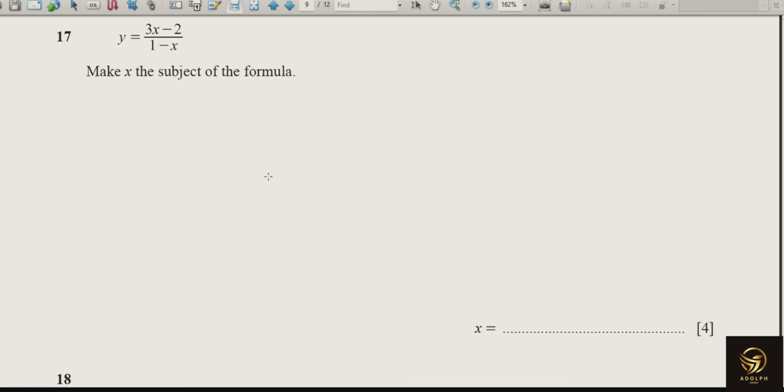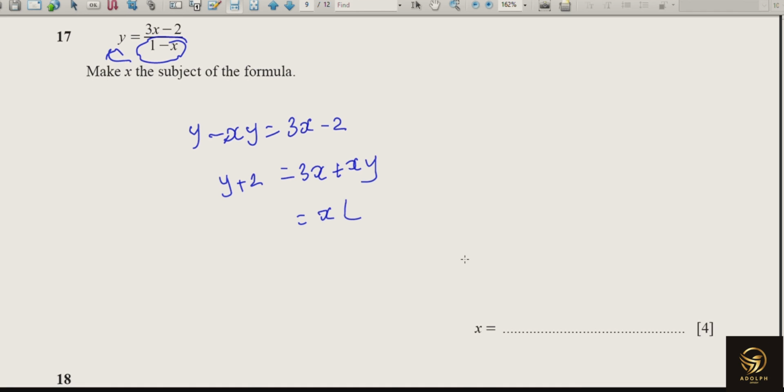Let's start solving the next question. We have to make x the subject of the formula. So let's move this 1 minus x to this side. It will multiply with the existing value of y. So 1 into y minus x into y, minus xy, equals 3x minus 2. To make x the subject, let's move all the x terms to the same side. So it's going to be 3x plus xy, and minus 2 will come here, it's going to be plus 2.